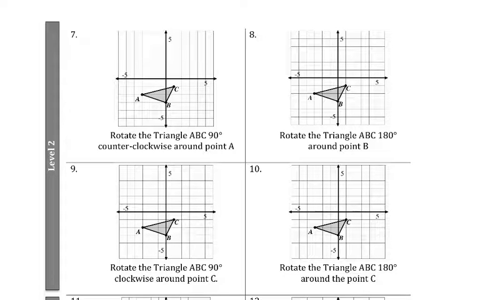Okay, so question 7 is asking us to rotate 90 degrees counterclockwise. So again, I'm going to go counterclockwise. I'm drawing my arrows to remind myself the direction. Okay? And we're going around point A. So there's something nice about this. Point A is not going to move, so A prime is going to end up right in that same place.